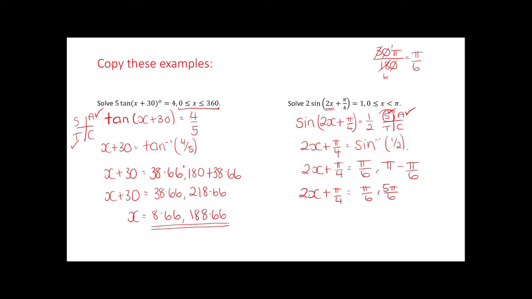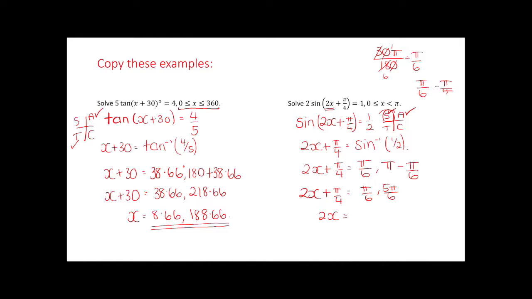Okay, from there you need to start manipulating it to get x on its own. So first thing I'm going to do is take away pi over 4 from both my answers. Now this is something that you could do a little bit of extra working for. So if you wanted to, at the side, you could do pi over 6 minus pi over 4.